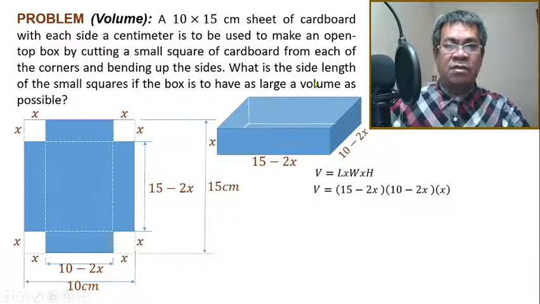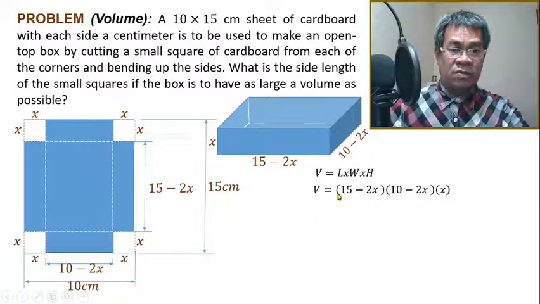Why? Because we want to know the rate of change of what? Of the volume. Because you are to find the maximum volume. So in order to provide maximum volume, you have to differentiate that and equate that to 0. Differentiate with respect to x and equate that to 0 in order to come up with a maximum volume.